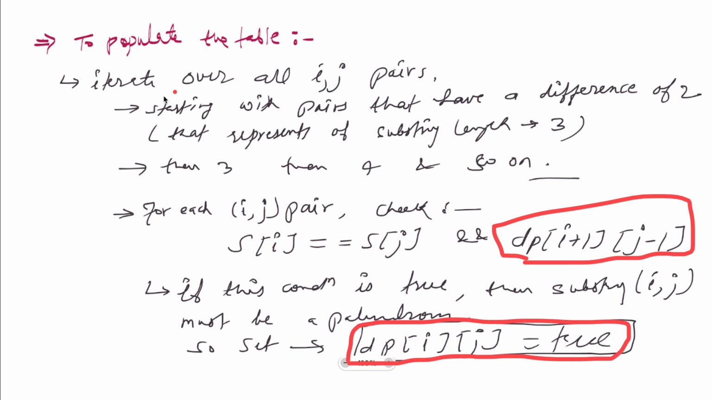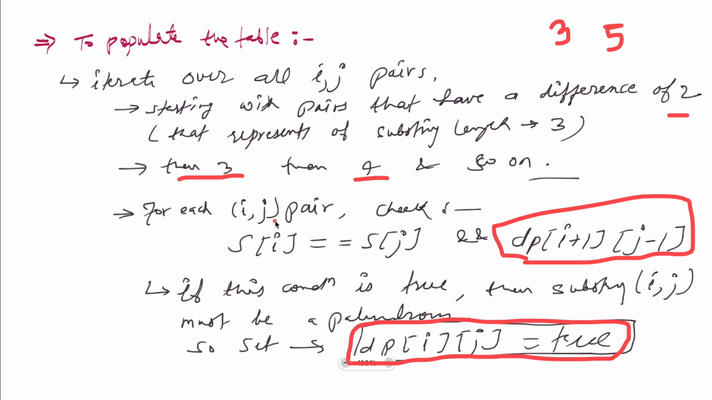First of all, we will iterate over all i and j pairs. We'll start with the pair that has a difference of 2, correct? Always we have to see that the difference should be 2. Previously, if 3 elements were being checked, now we are checking 5, then 7, then 9, like that. So the difference should always be 2.